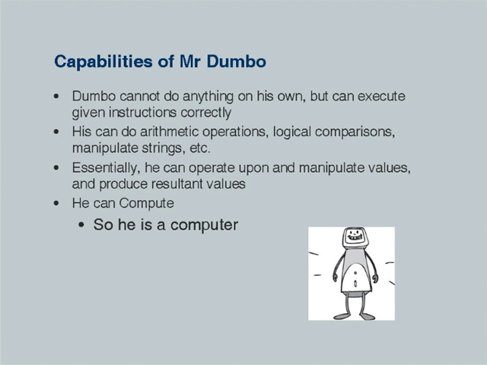What are the capabilities of Mr. Dumbo? Dumbo cannot do anything on his own. Fantastic capability. But Dumbo can execute instructions absolutely correctly. Somebody has to give instructions to Mr. Dumbo. Obviously, we as prospective computer programmers propose to give instructions to this Mr. Dumbo. Now, what instructions can we give Mr. Dumbo? We'll have to analyze that. We'll discuss that when we discuss the computing capabilities of Mr. Dumbo.